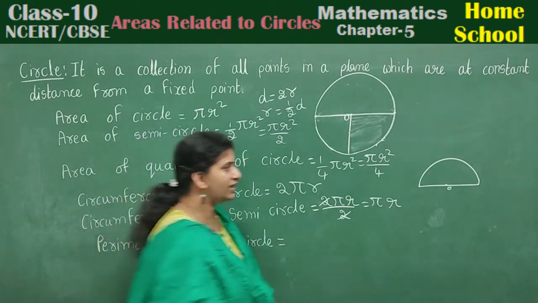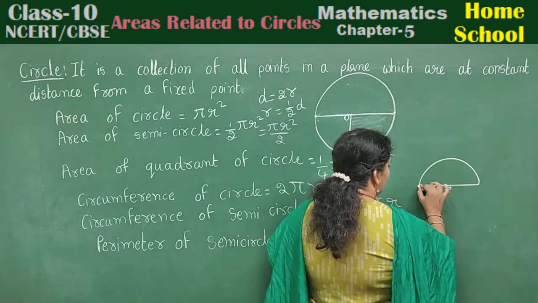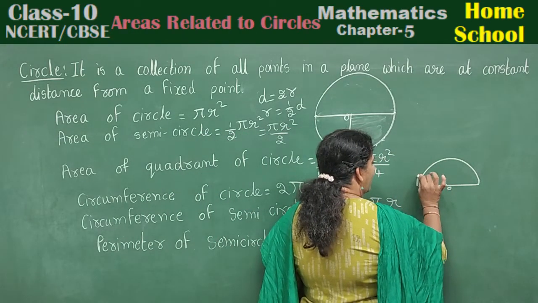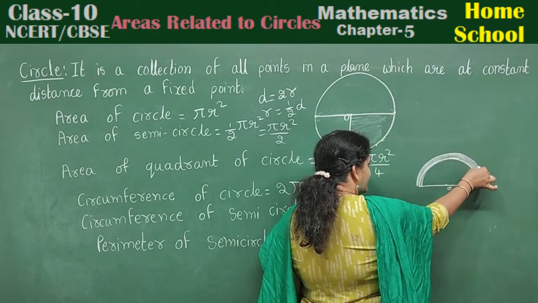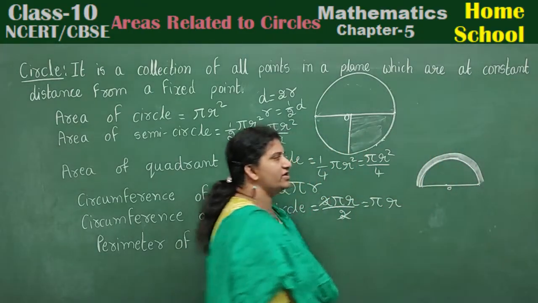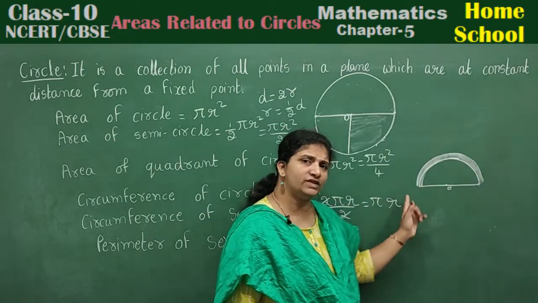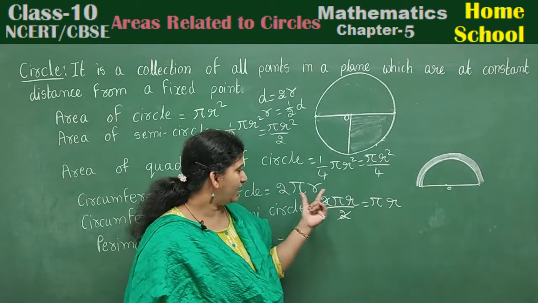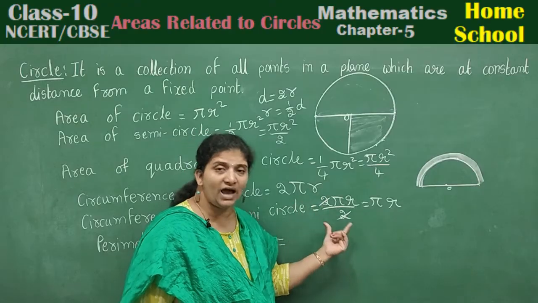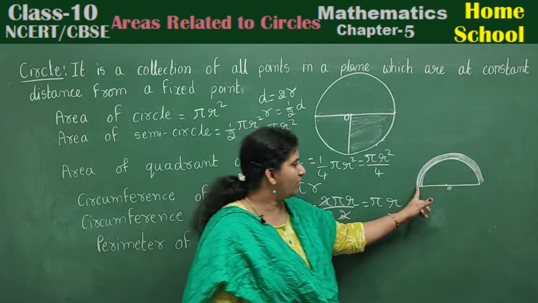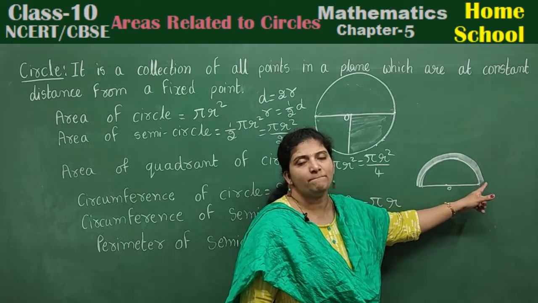Circumference of semicircle. When I talk about circumference, see here what I am drawing now. This we call a circumference of semicircle. What is this? Half of the circumference of the circle. That is 2 pi r, and 2 pi r half is pi r. From here to here it is pi r.